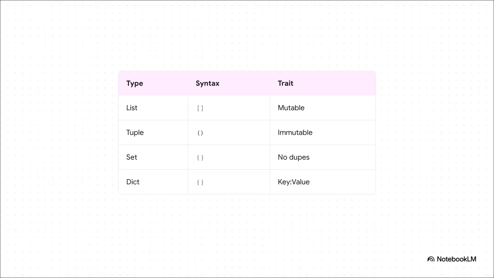Then we have sets, defined by curly brackets. Sets are mutable, but they are unique because they do not allow any duplicate objects. This makes them absolutely perfect for mathematical operations or instantly filtering out repeated data. Finally, dictionaries also use curly brackets, but they store data in distinct key-value pairs separated by colons. If you need to quickly look up a user's email based on their username, a dictionary is going to be your best friend.